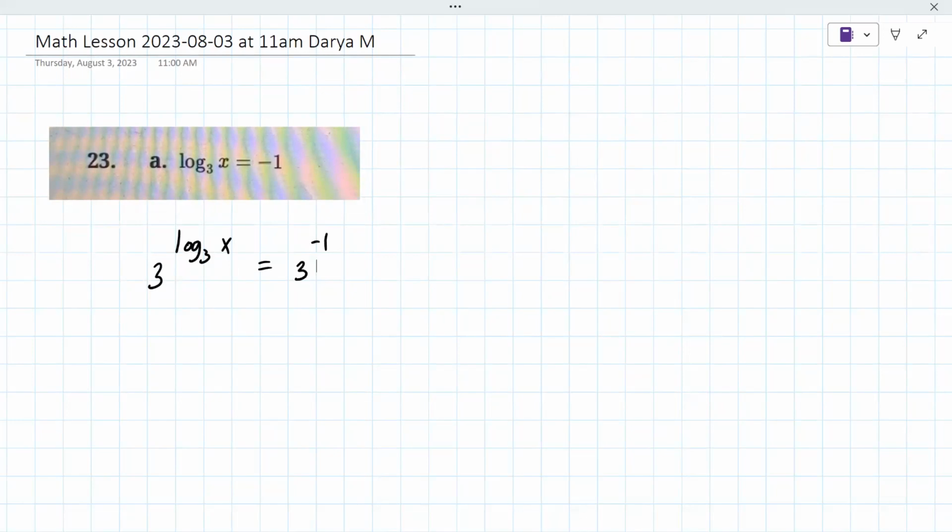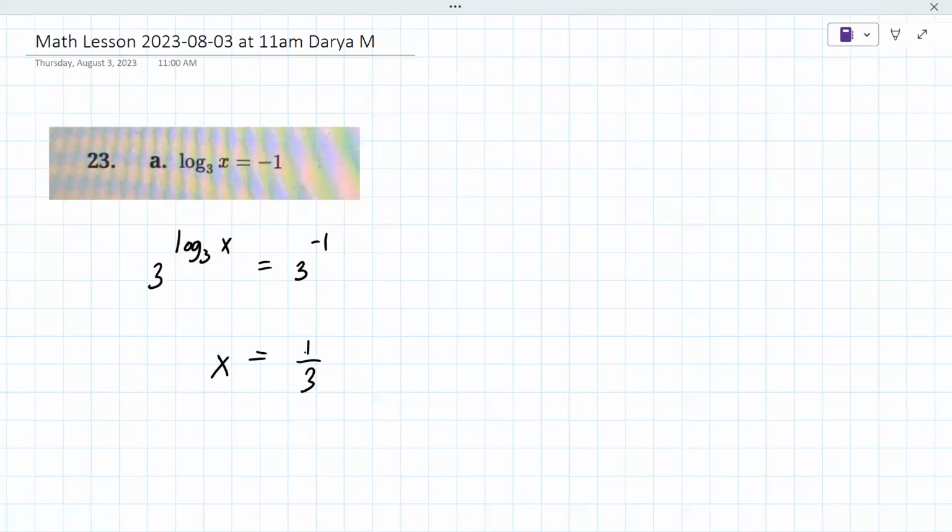All right, so what that means is this undoes it over here. So 3 to the log base 3 of x, that undoes it. X equals, and then you get 1/3 on the right. Does that make sense? Yep. 3 to the -1. Okay.